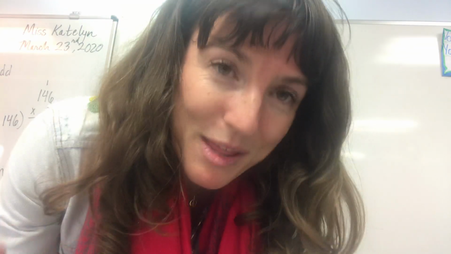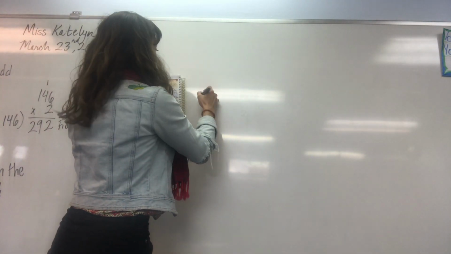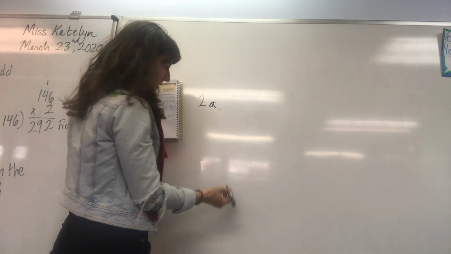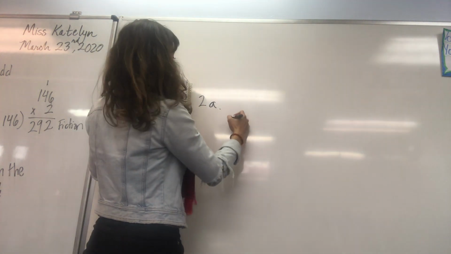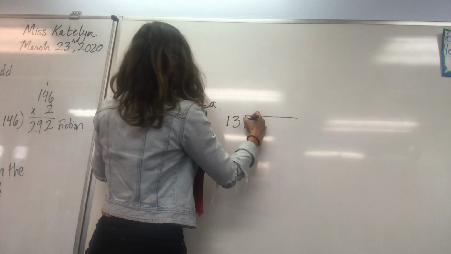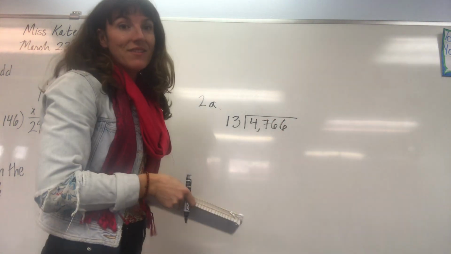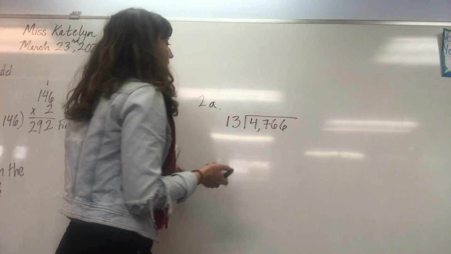Okay, all right. Divide and check, section 2, page 177, lesson 98 of the 4th grade math book. Here we go. Wrong pen. Okay, now I'm ready. 2A. All right, here, down below in the not so annoying section. 4,766 divided by 13.